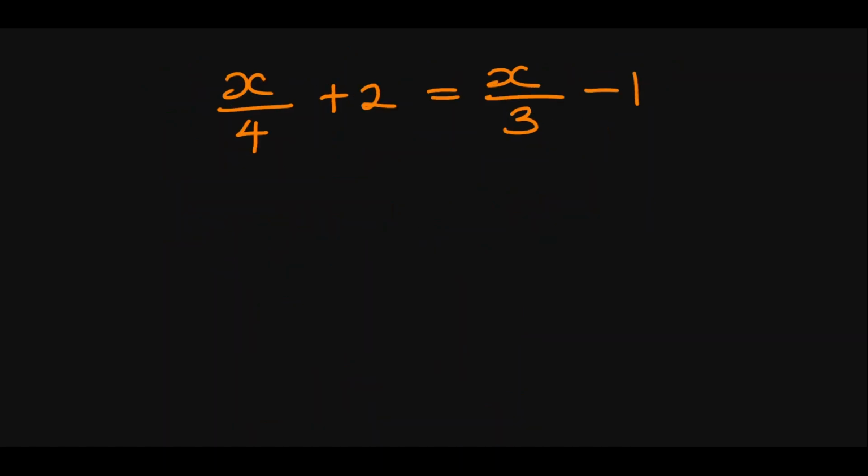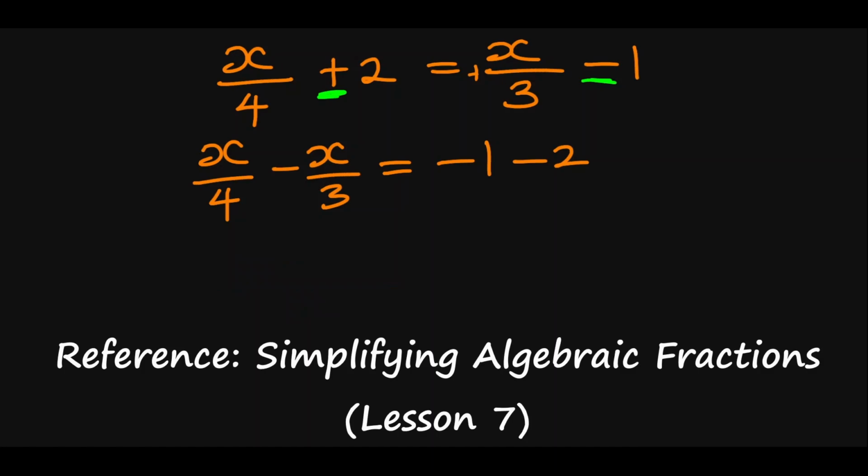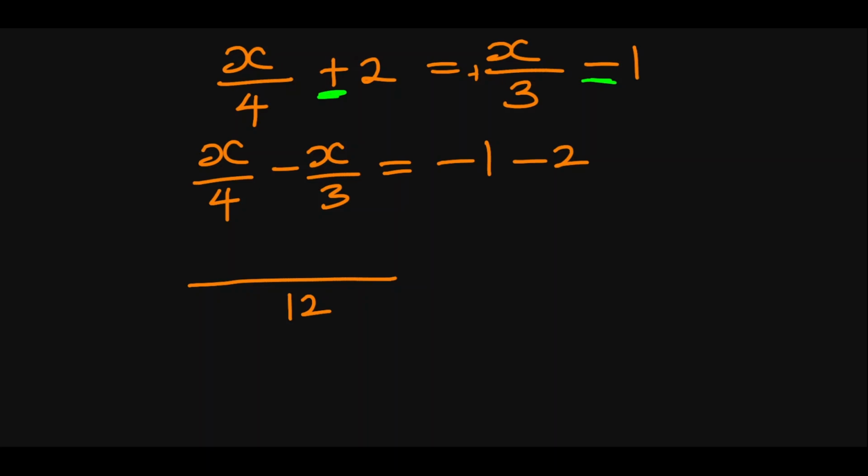x over 4 plus 2 is equal to x over 3 minus 1. Now again, all the operators are siblings, so let's collect like terms. So this gives us x over 4 minus x over 3. Remember, there's a plus here. When you bring it to this side, it becomes minus, is equal to minus 1 minus 2. If you recall the lesson on simplifying algebraic fractions, LCM of 4 and 3 is 12. 12 divided by 4 is 3. 3 times x is 3x. Minus 12 divided by 3 is 4. 4 times x is 4x. Equal to minus 1 minus 2 is minus 3.